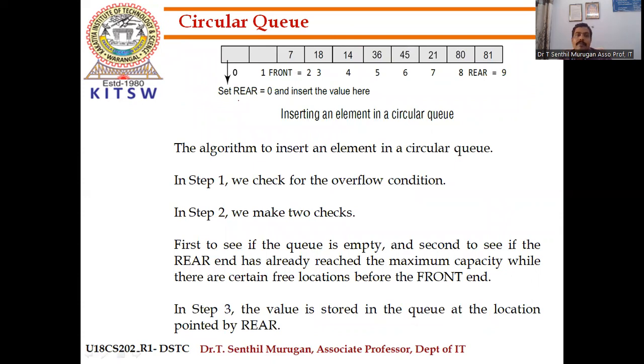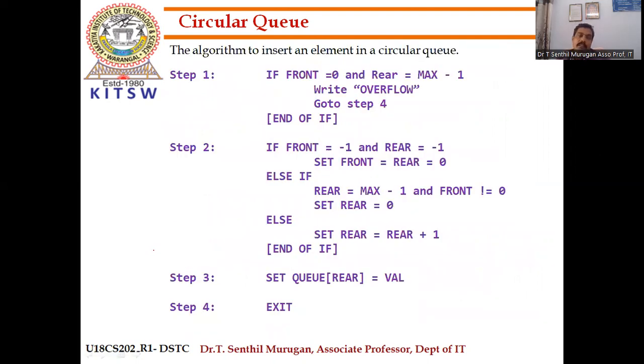So here we are initializing rear equal to 0 now. The rear pointer comes here, and if we fix the pointer here, we can insert the element here. After fixing rear equal to 0, Q of rear equals the value, whatever value you want to assign, you can assign it, and it will be inserted. Okay, so this is the concept.